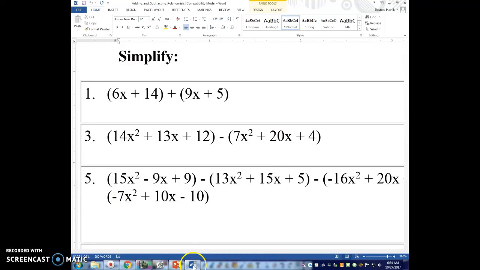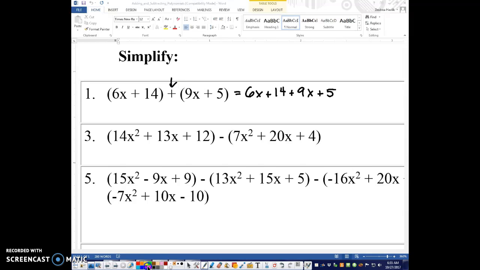Okay, so let's look at your worksheet. I'm going to do a few examples, and then you're going to do a few examples. You know how this goes. So this one, their first step is you need to rewrite this without parentheses. So we have 6x plus 14 plus 9x plus 5. Because remember, this plus sign doesn't change anything.